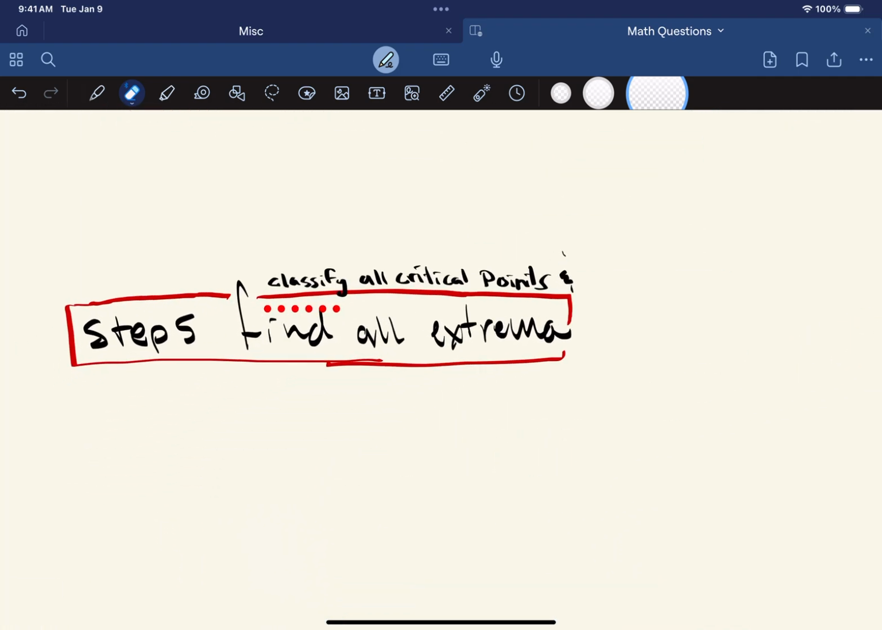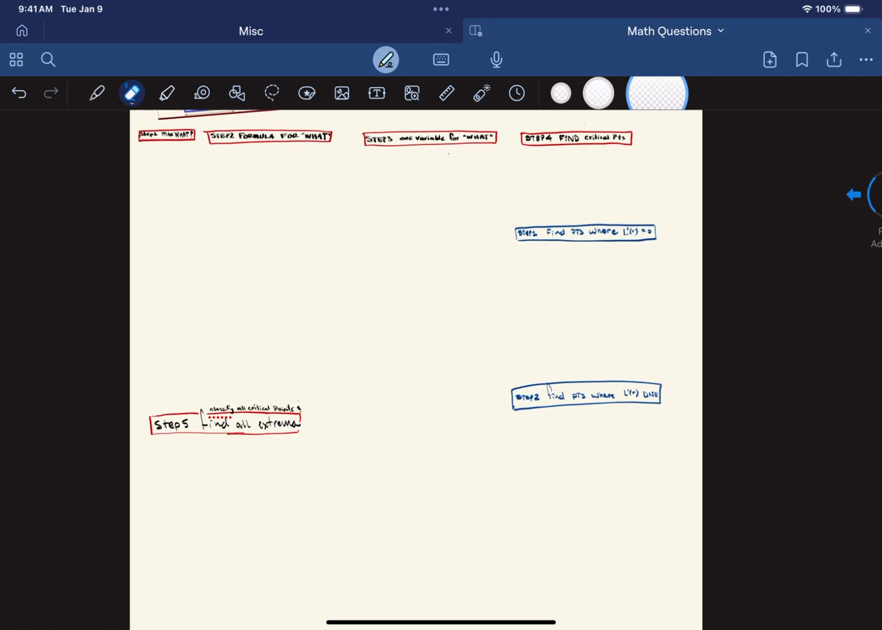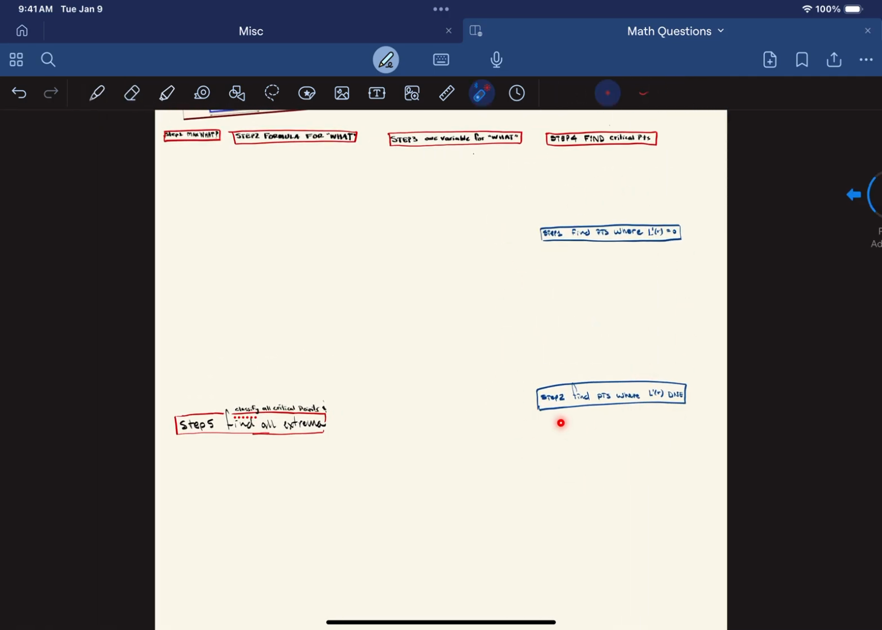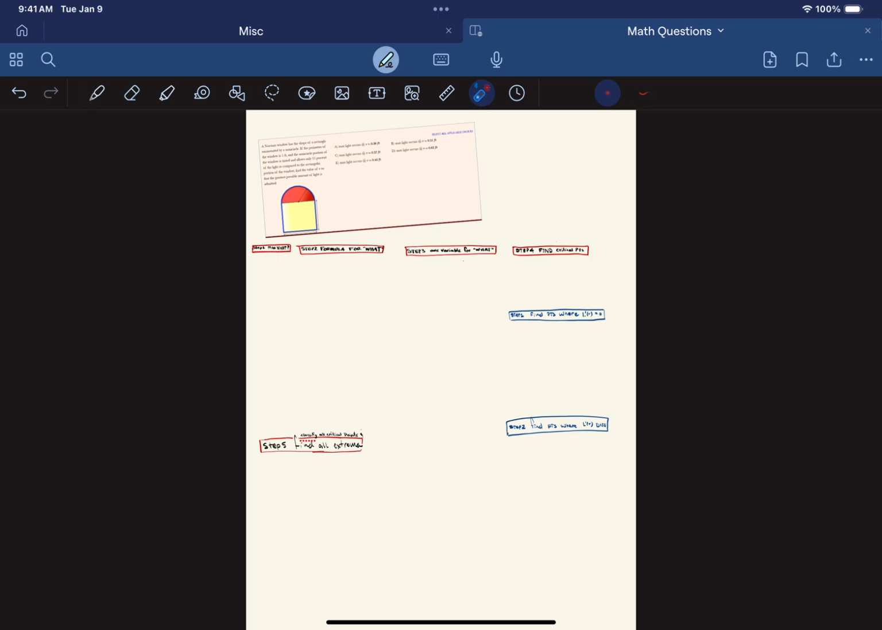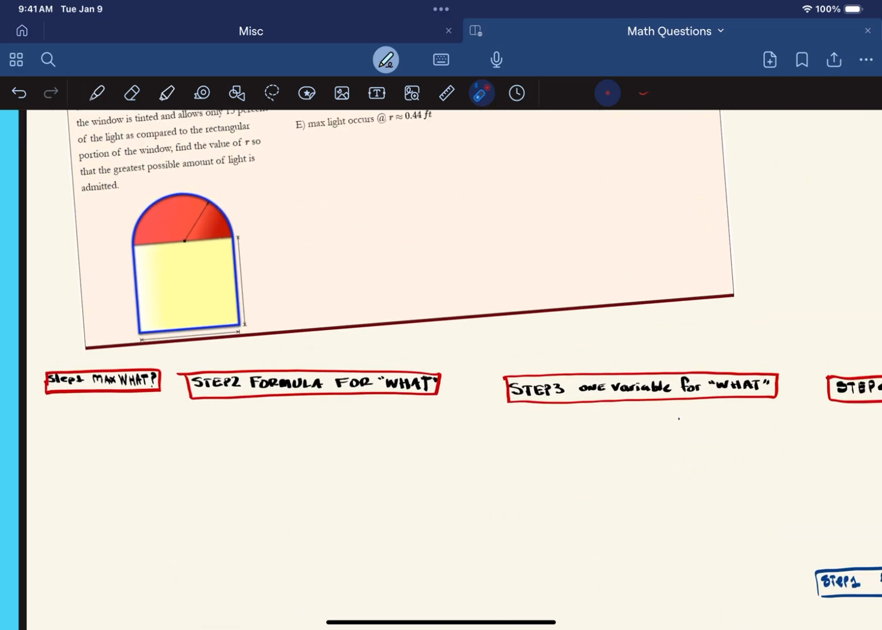And lastly, we'll classify all the critical points that we have. These critical points that we find, these are our candidates. We'll make a little table here. We'll place them on there, and we'll figure out which one lets in the most amount of light. Capiche?